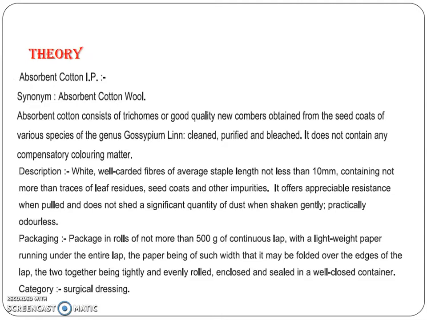Packaging: rolls of not more than 500 gram of continuous slab with a lightweight paper running under the entire slab, the paper being of such width that it can be folded over the edges of the slab, the two together being tightly and evenly rolled, enclosed and sealed in a well closed container. Category of absorbent cotton wool: it is a surgical dressing.